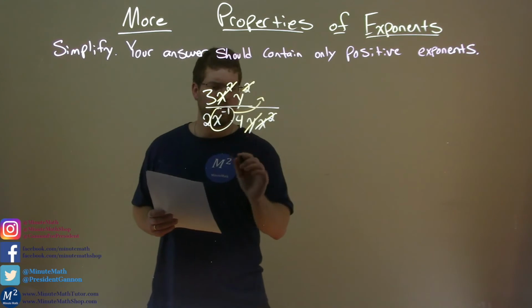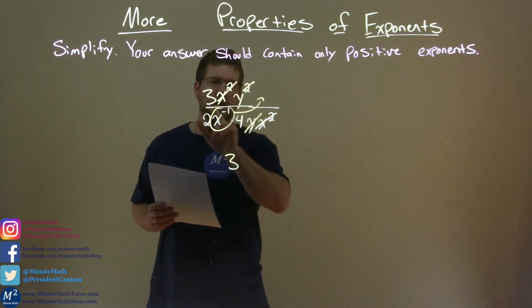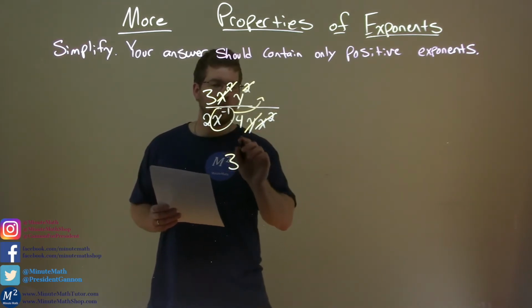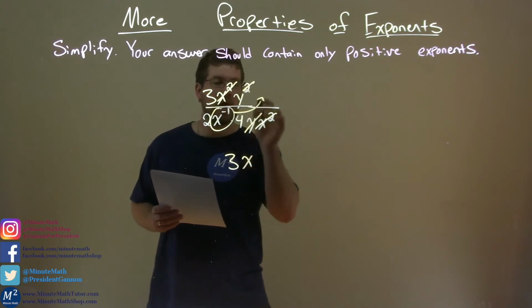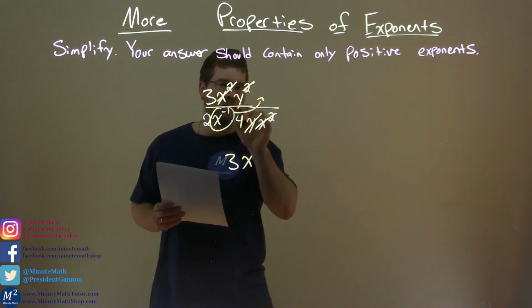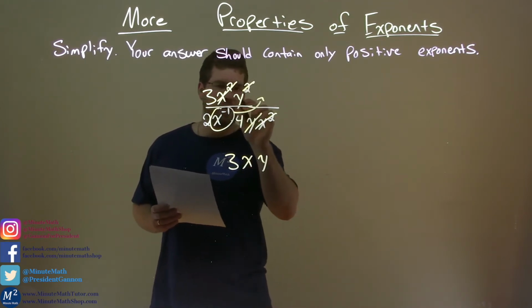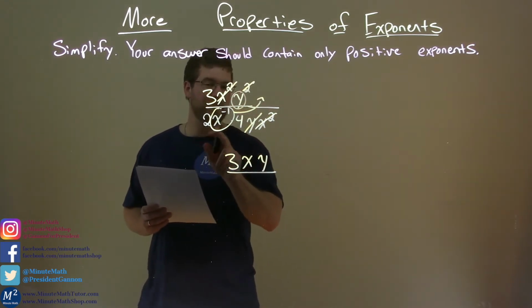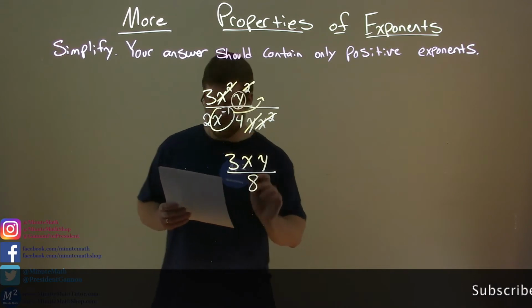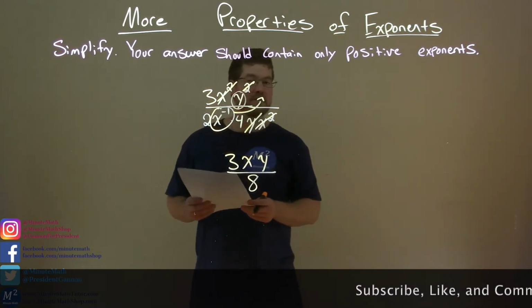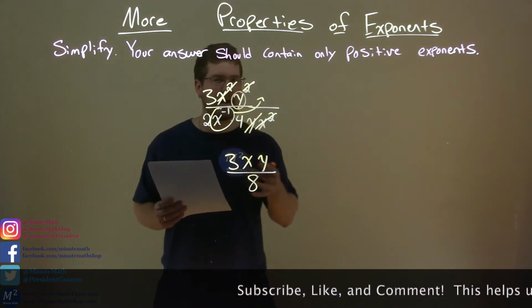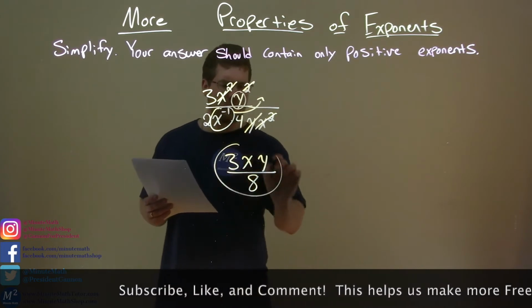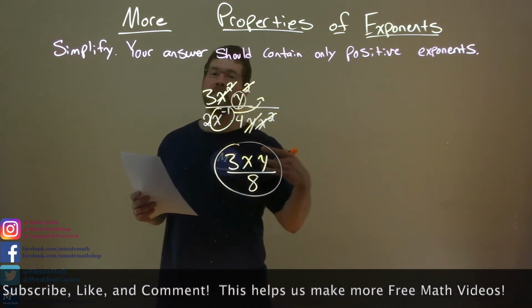So let's do that here. The 3 is right there, and then we bring the x to the numerator, so we have x to the positive 1 power, and then don't forget this y right there. Okay? The denominator we have left is just 2 times 4, which is 8, and we're pretty much done. There's nothing else that we can simplify. It kind of worked out pretty nice. Our final answer is 3xy over 8.